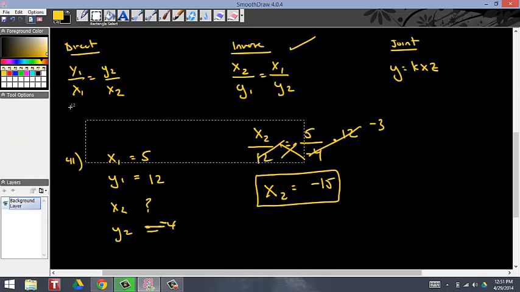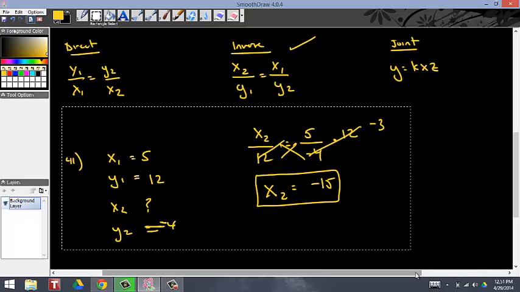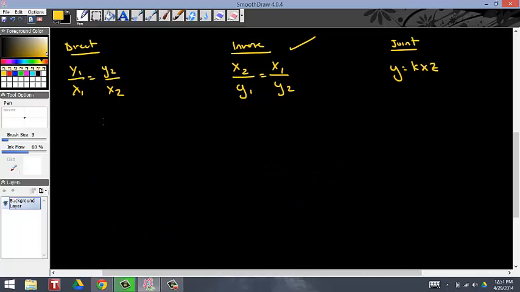Let's do one more of those. Number 43. If y varies jointly as x and z, and if y equals 42 when x equals 2 and z equals 3, find x when blah, blah, blah. Okay, so that's all being multiplied by k, right? So we got 42 equals 6k, k equals 7.